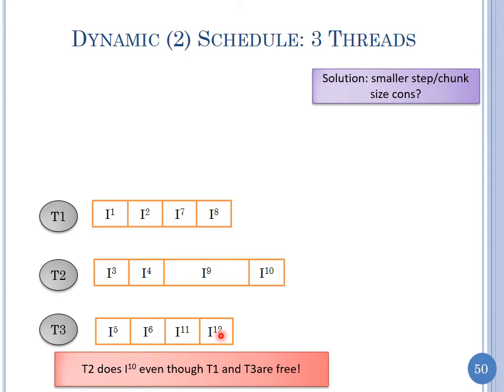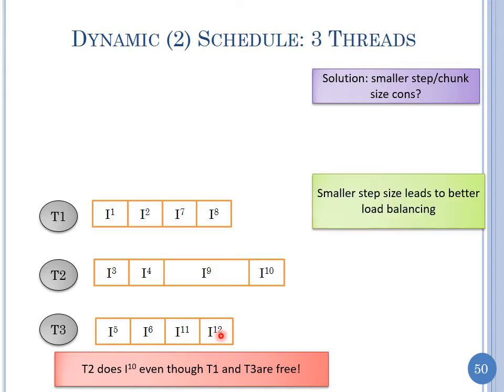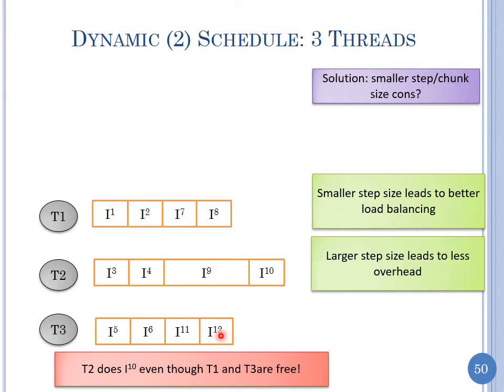As a solution, we can always have a smaller step or chunk size, because a smaller step size leads to better load balancing, so that would have solved the problem. But a larger step size would lead to less overhead in terms of the number of times you have to go and look at the shared data structure, and also in terms of cache conflicts. So can we have our cake and eat it too? Can we have these advantages while not having this disadvantage? So what do we need? And what might the solution be?